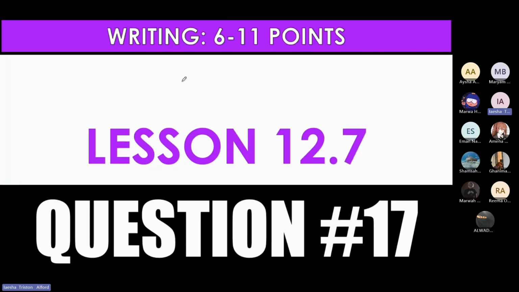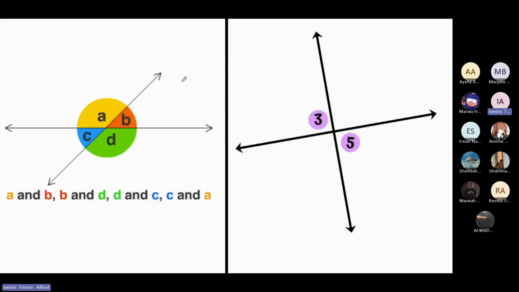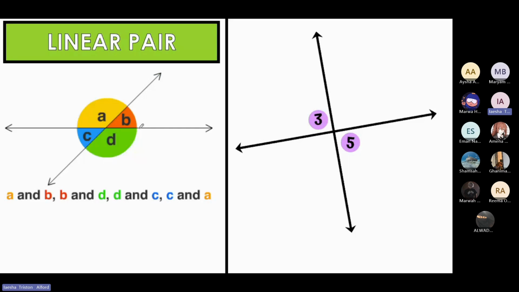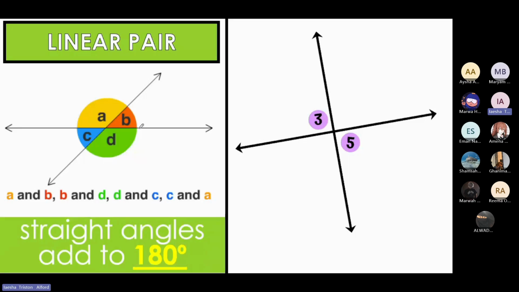12.7, question number 17. We shouldn't have any problem with this. A and B, it has a name. Linear pair. What do you know about linear pair? A linear pair adds up to 180. And what kind of angle should it be? A straight line, a straight angle. So it's a straight angle, add to 180.